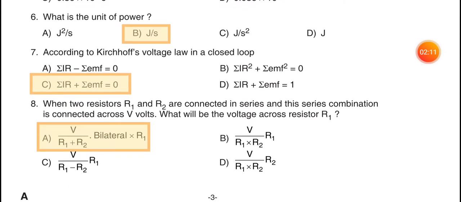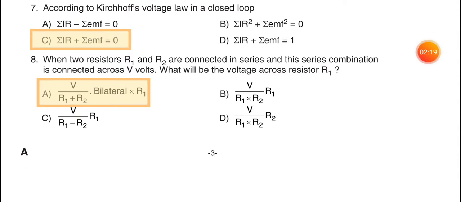Sixth question. What is the unit of power? Answer option B, joule per second. Seventh question. According to Kirchhoff's voltage law, in a closed loop, the answer is option C, sigma IR plus sigma EMF equals 0.